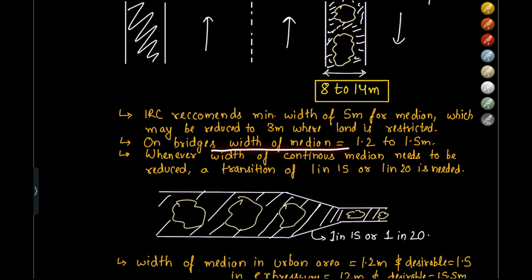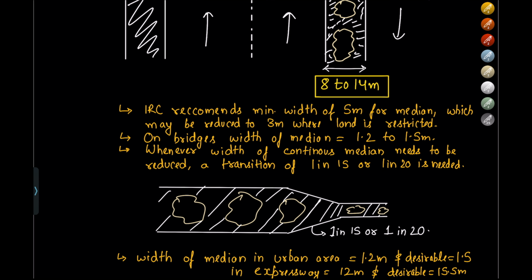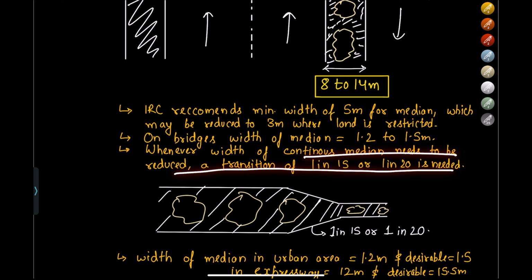On bridges, the width of median is limited to 1.2 to 1.5 meter, right? Whenever the width of a continuous median needs to be reduced, a transition of 1 in 15 or 1 in 20 is needed.